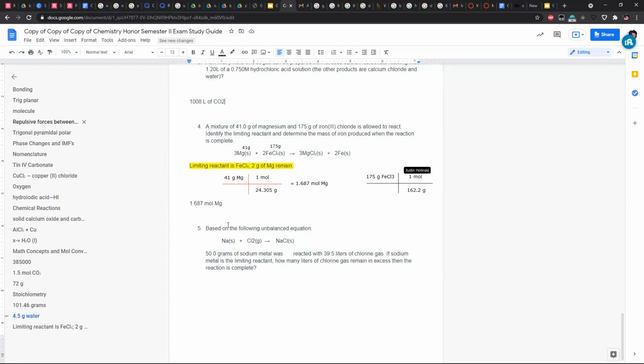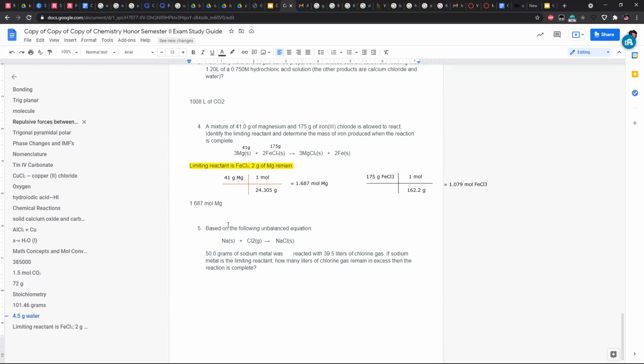If we do the math, we get 1.079 moles of iron 3 chloride. Now that we have the number of moles, we want to figure out what would be the limiting reactant. The way we do that is by comparing them, because right now we have different quantities of moles. We have 3 moles of the first reactant, we have 2 moles of the second. So we can't really compare them just yet.